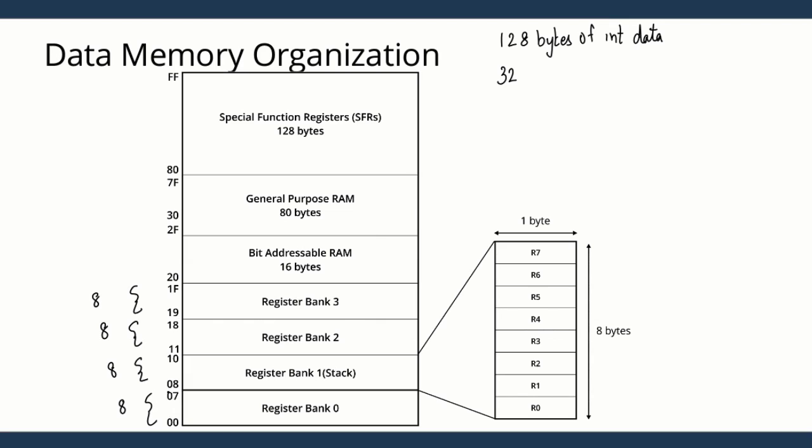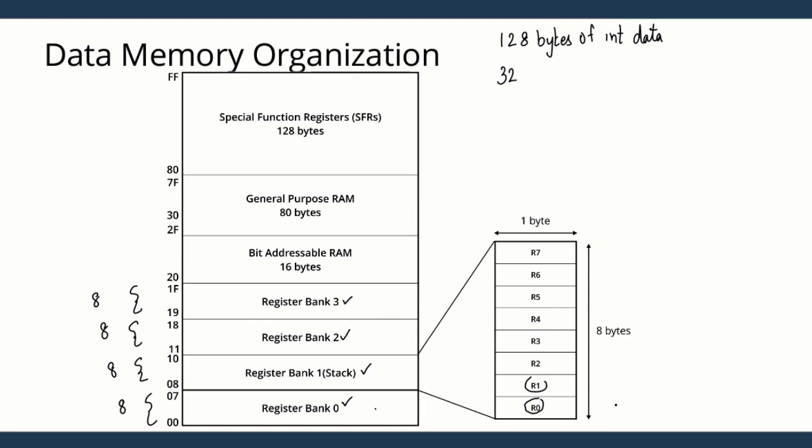So that is from 0 to 7, 8 to 0F, 10 to 17, 18 to 1F, this is in hex. You have these 4 register banks, called register bank 0, register bank 1, register bank 2, and register bank 3, right? You can choose any of the register banks. The moment you select a register bank, that particular memory will be named R0, R1, R2, R3, R4, R5, R6, R7. So if I choose register bank 0, address 00 becomes R0, 01 becomes R1, 02 becomes R2, 03 becomes R3, and so on.